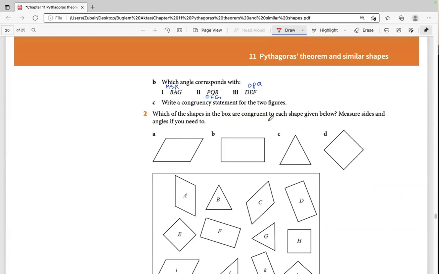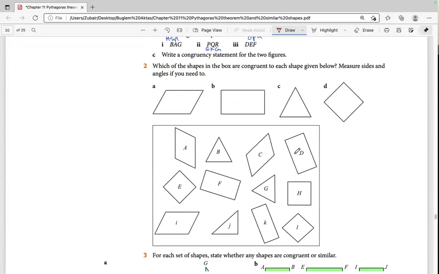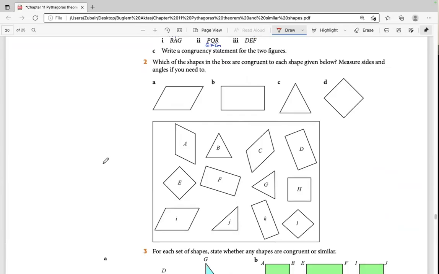Which of the shapes in the boxes are congruent to each shape given below? Measure sides and angles if you need to. So let us just talk about A first. This small a is similar to I. Next, capital A, C, and that's it. That's it.